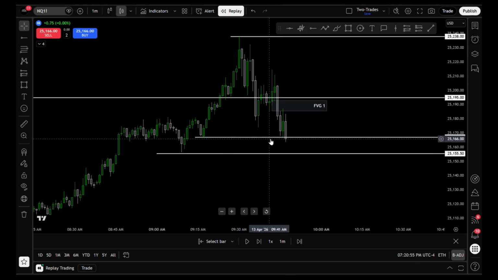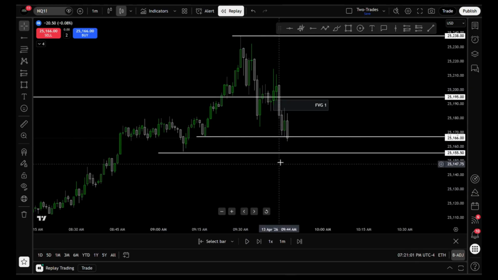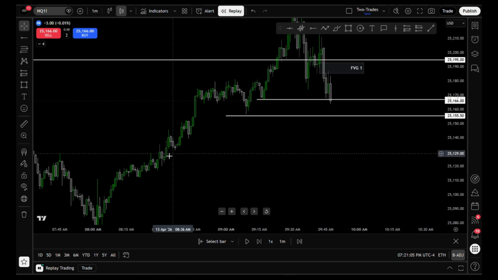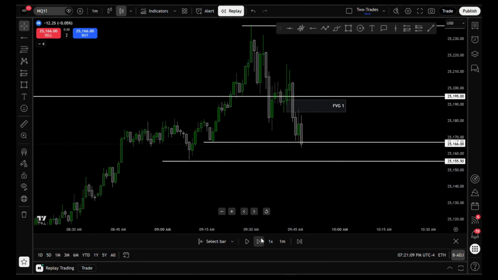Okay, so as you can see right here, this level that we had marked out did get swept. Now I'm anticipating this level to get swept and then maybe getting a reversal off of that, or we're going to wait for some more levels to get swept and then try to catch a reversal off of that. So we'll see what happens.